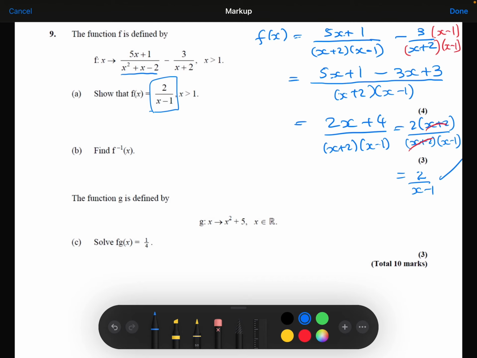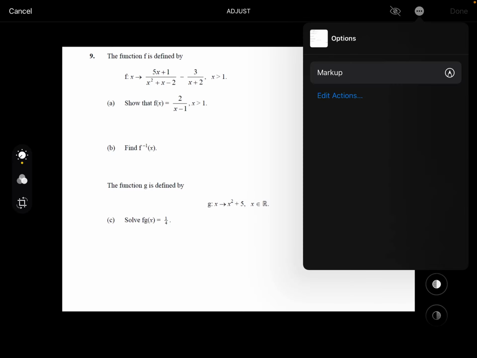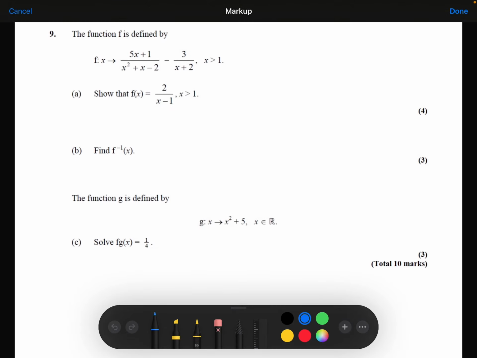So that's part A done. Moving to part B. Find f inverse of x, so the inverse function.